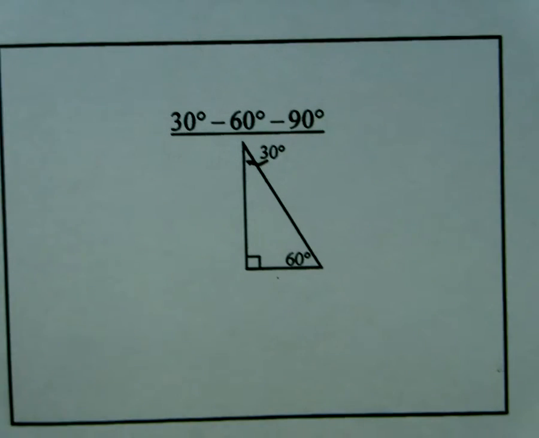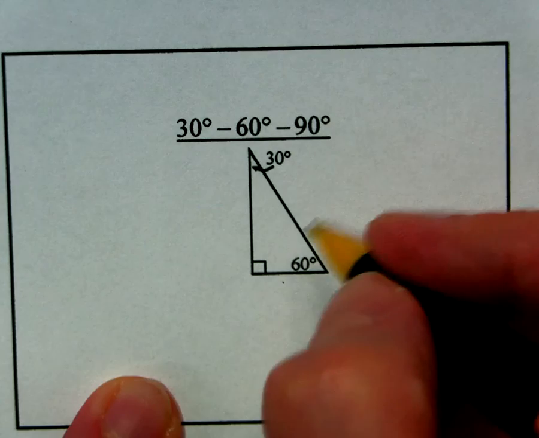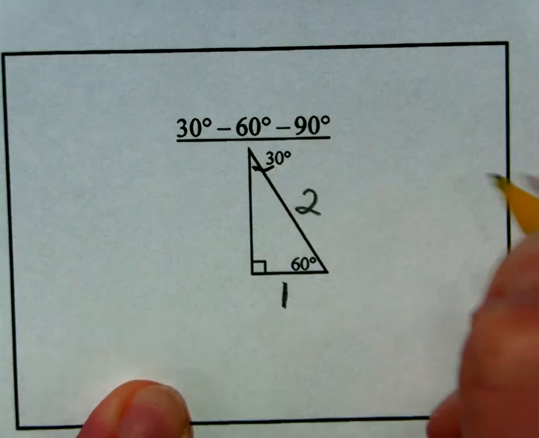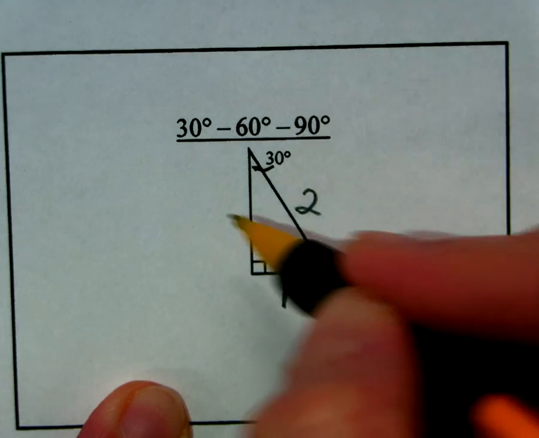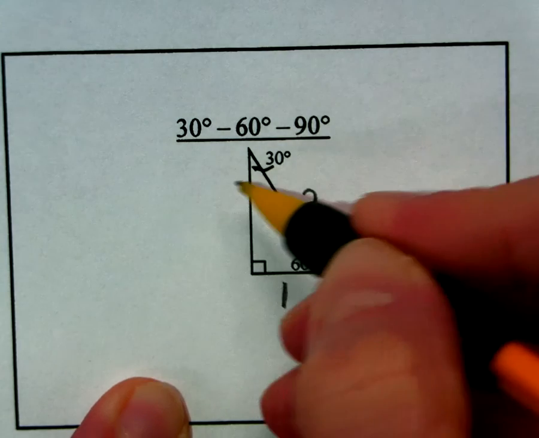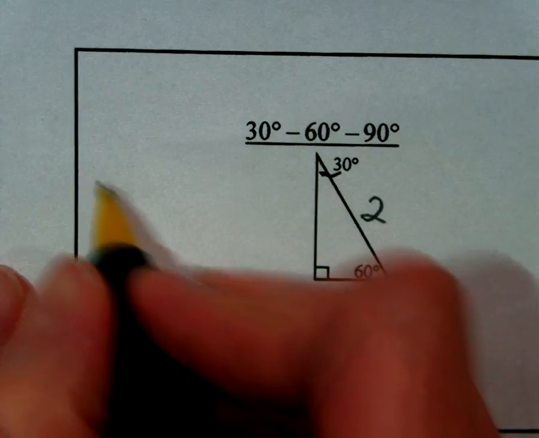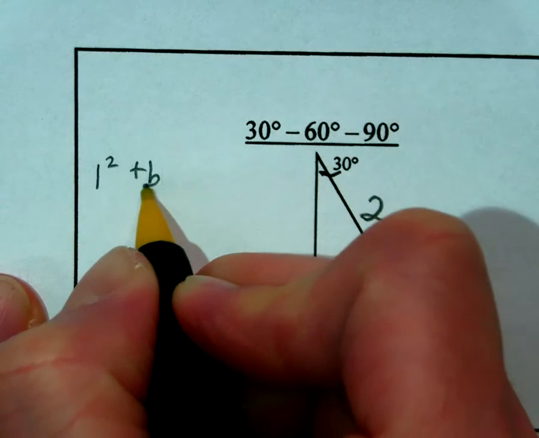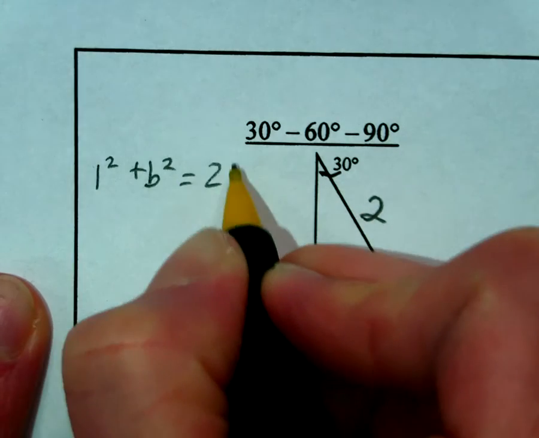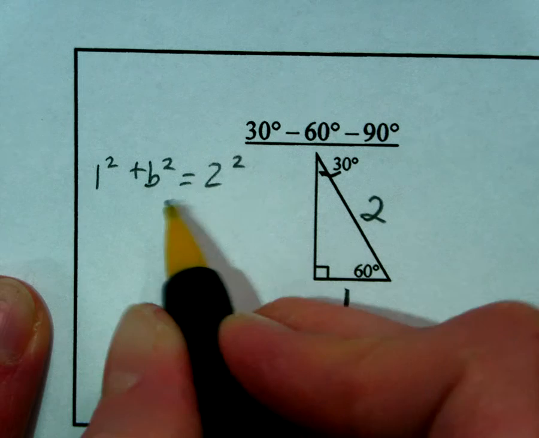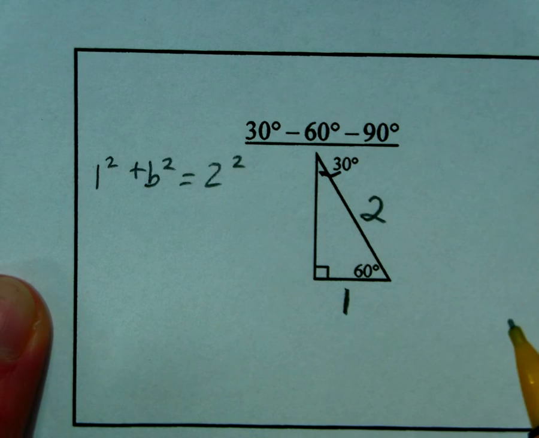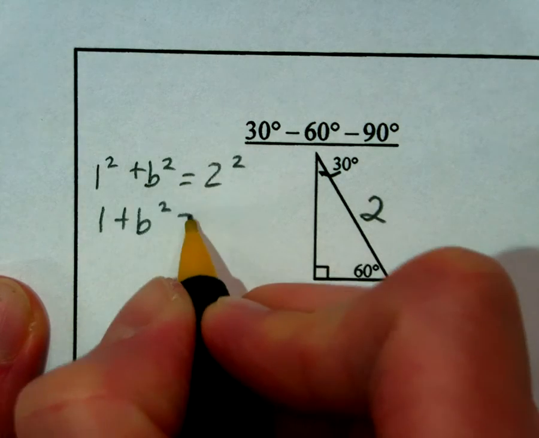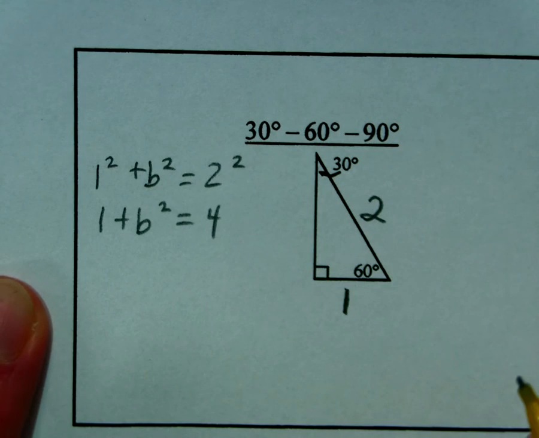So going over to the next little box, we know that the ratio of the sides is going to be 1 for the short leg and 2 for the hypotenuse. So we can figure out what this longer leg is by using Pythagorean theorem. So we're going to do 1 squared plus b squared equals 2 squared. Just a squared plus b squared equals c squared. You guys have been doing this for a long time. So it'd be 1 plus b squared equals 4.